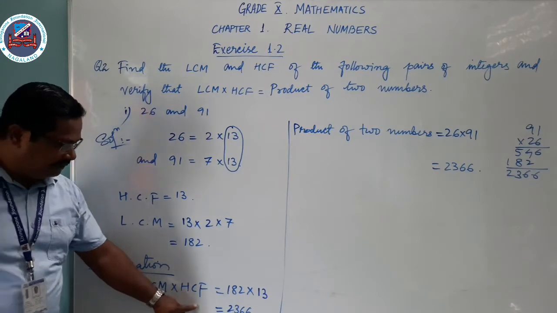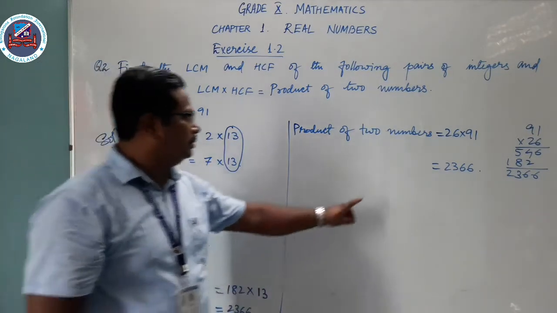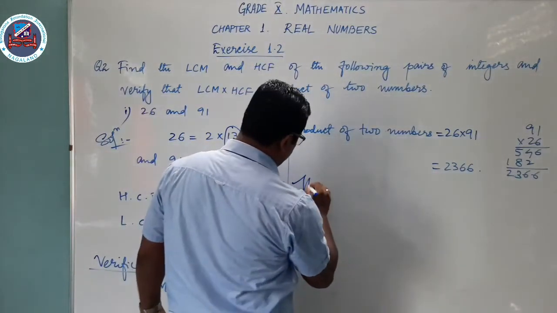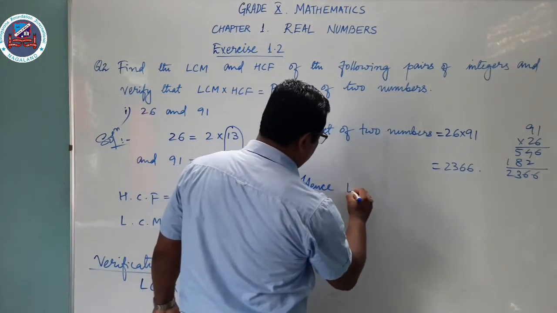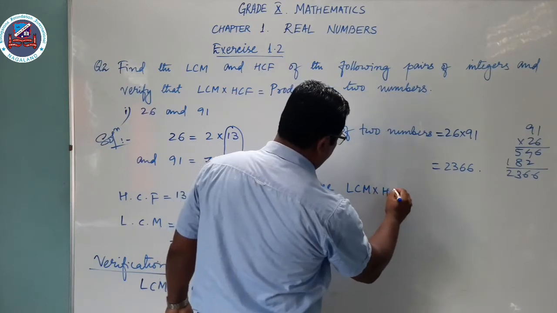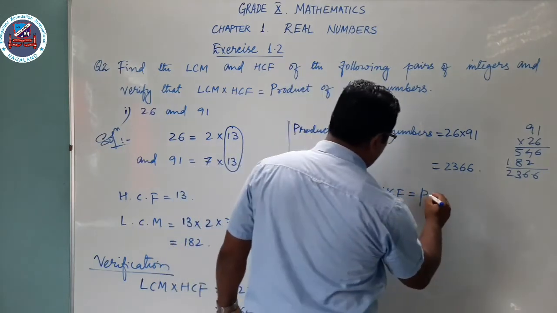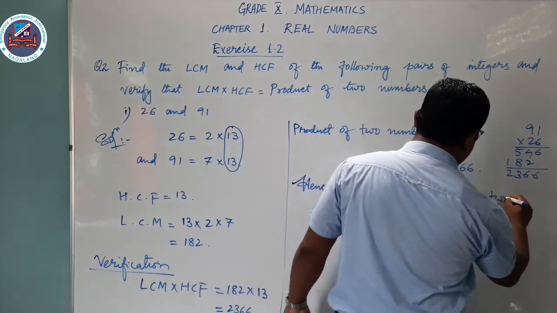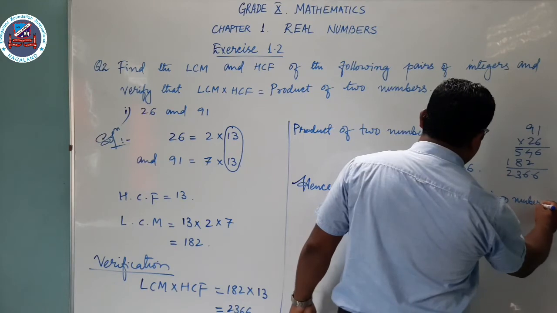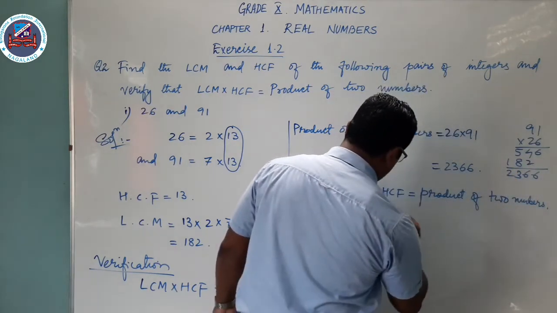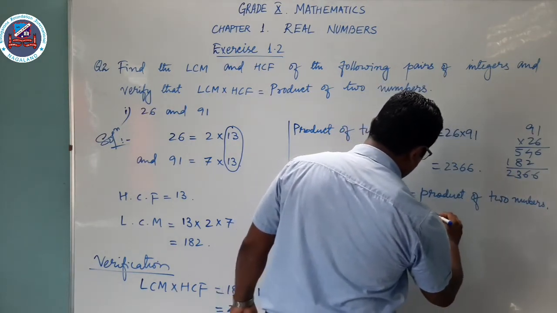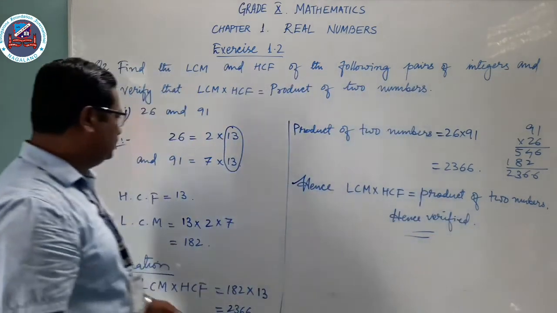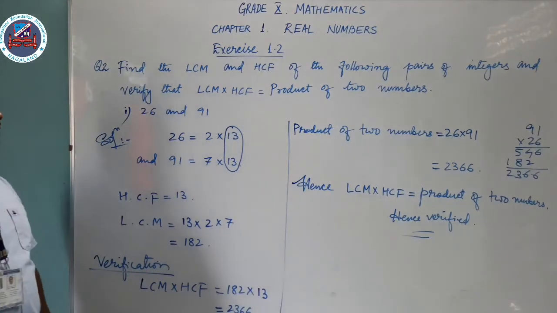LCM into HCF is exactly equal to the product of two numbers. Thus, or hence, LCM into HCF is equal to the product of two numbers, hence verified. And this way you have to proceed. You have to solve the questions.